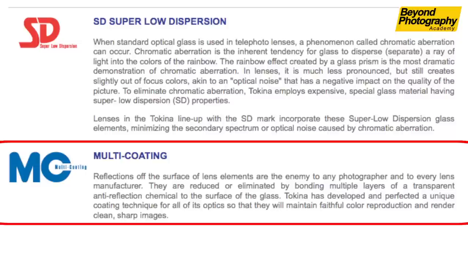For example, Tokina has this proprietary multi-coating on its lenses. How proprietary it is, and how much research the lens manufacturer put into the coating of the lenses, will affect the price of the lens itself. The better and more exotic the coating, the better performance you're going to get from your lenses.